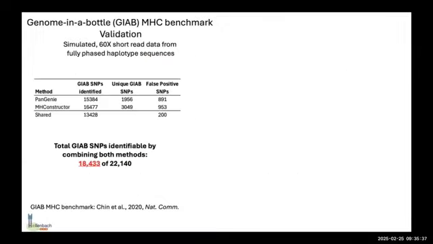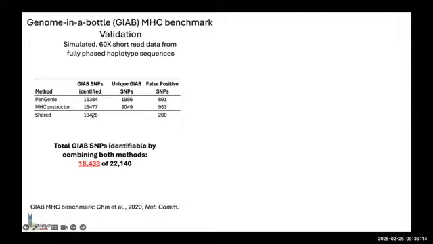So now, to show some validation of this approach, we use the Genome in a Bottle MHC benchmark to compare to our predictions. I generated simulated 60x short read data from the two-phase haplotypes for that Genome in a Bottle individual, ran it through the analysis, and compared to the benchmark variant annotations. This is also a breakdown of how both methods of variant calling perform, Pangenie and our MHC Constructor de novo assembly.